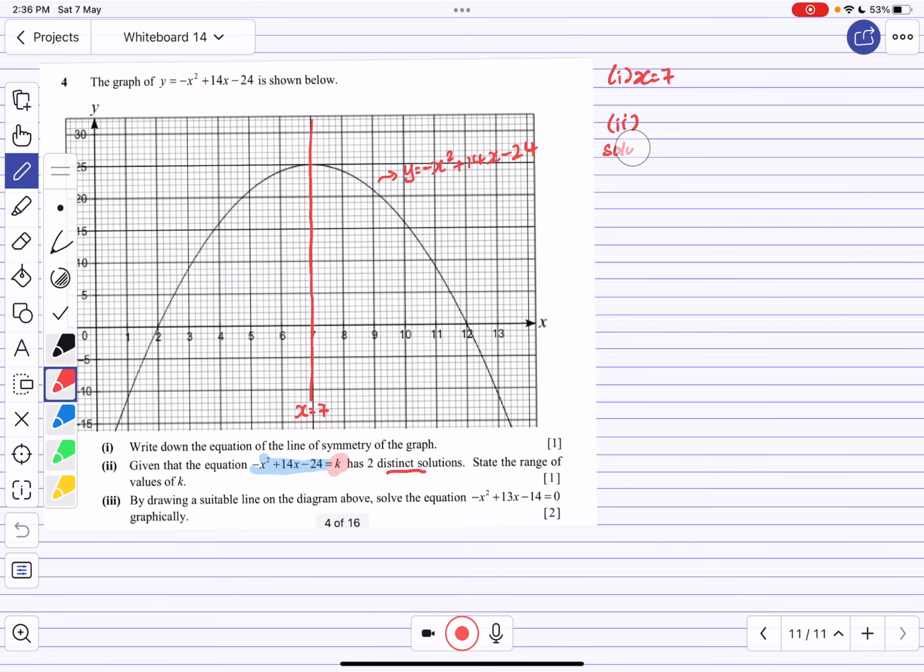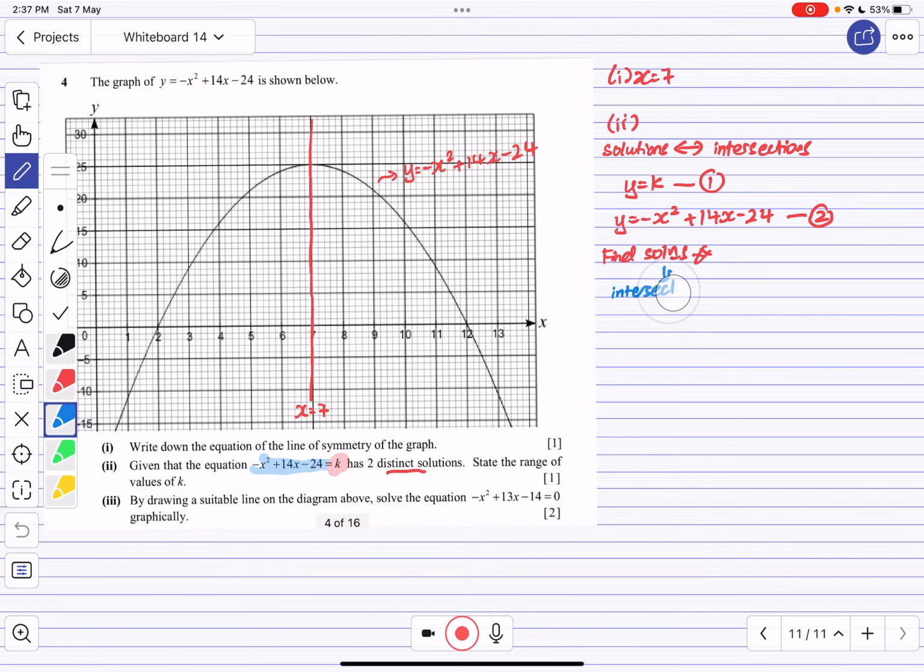So if there are solutions, they also can relate to the intersections between the two graphs. So if we consider the horizontal line y equals to k, where k is some unknown value, as equation 1, and the second equation, which is y equals to negative x squared plus 14x minus 24, as equation 2. Now, if we were to solve simultaneously, so for example, if we were to find the solutions, right? This is the same as finding the intersections between equation 1 and equation 2.